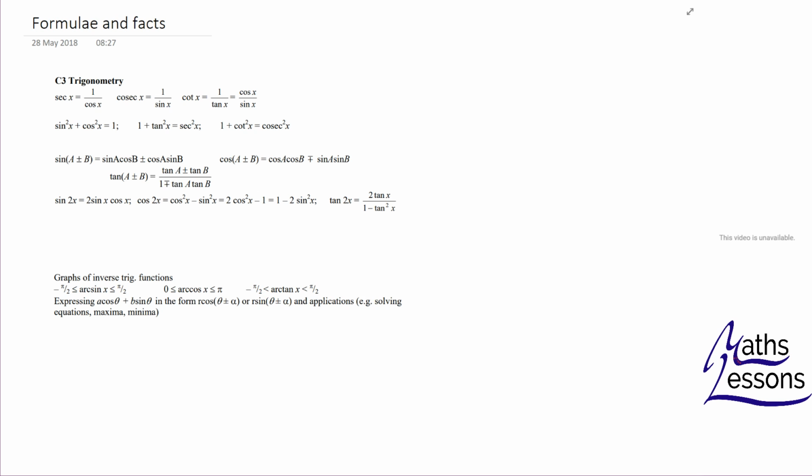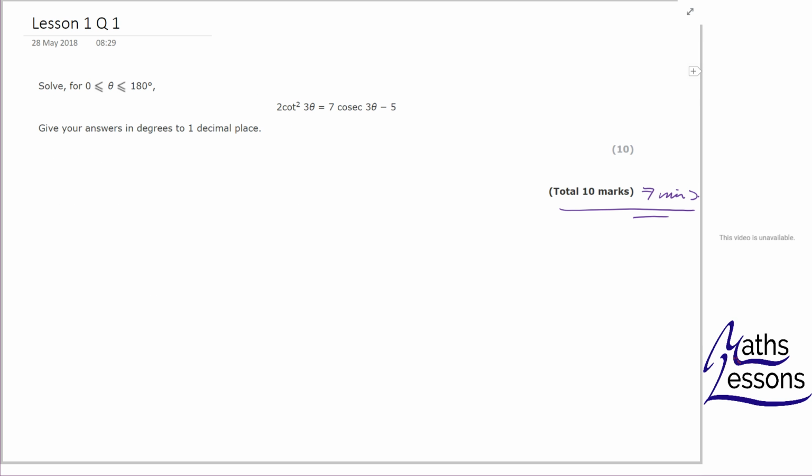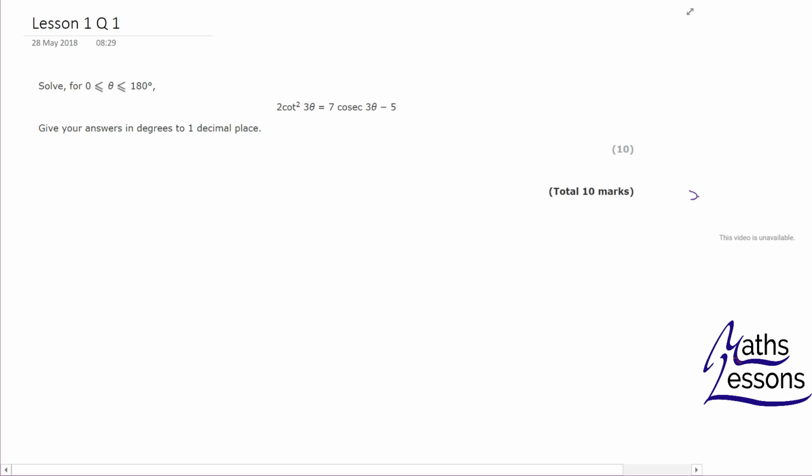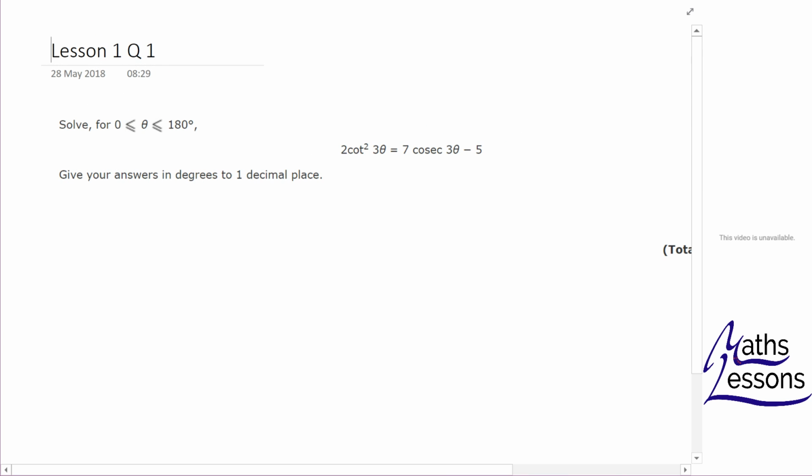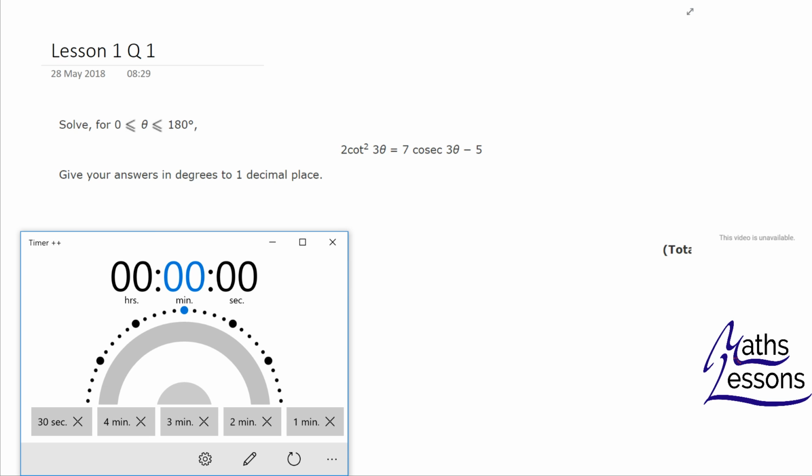I'll now move on to our first question we're going to look at, which is this one with cosec and sec. And I'm going to give you 7 minutes to have a go at this before going through it. So here you go. Set the timer for 7 minutes. Have a go at this one, and then I'll run through this question.